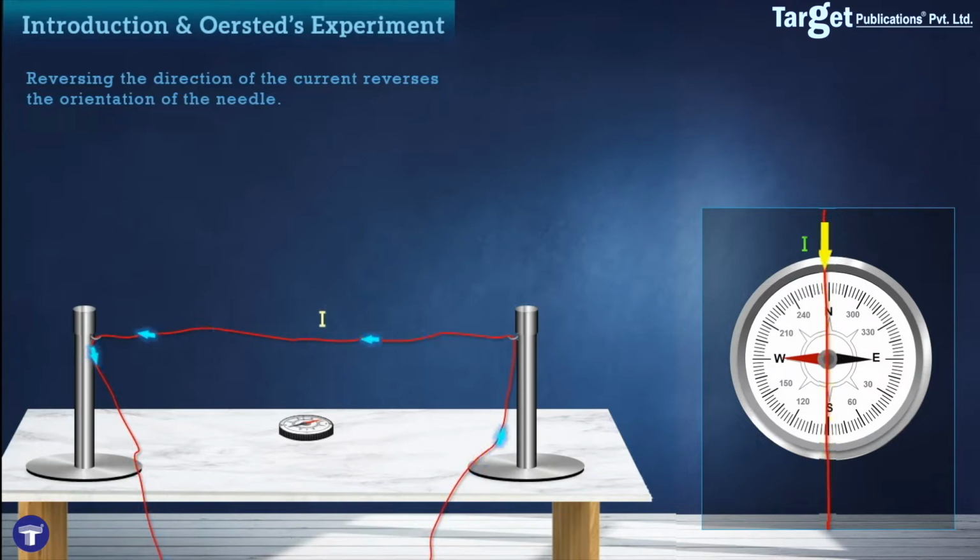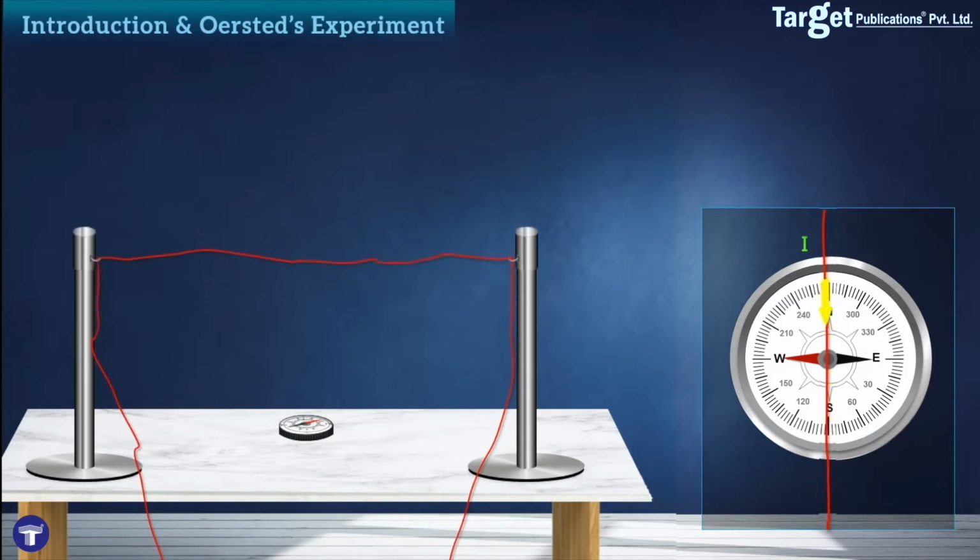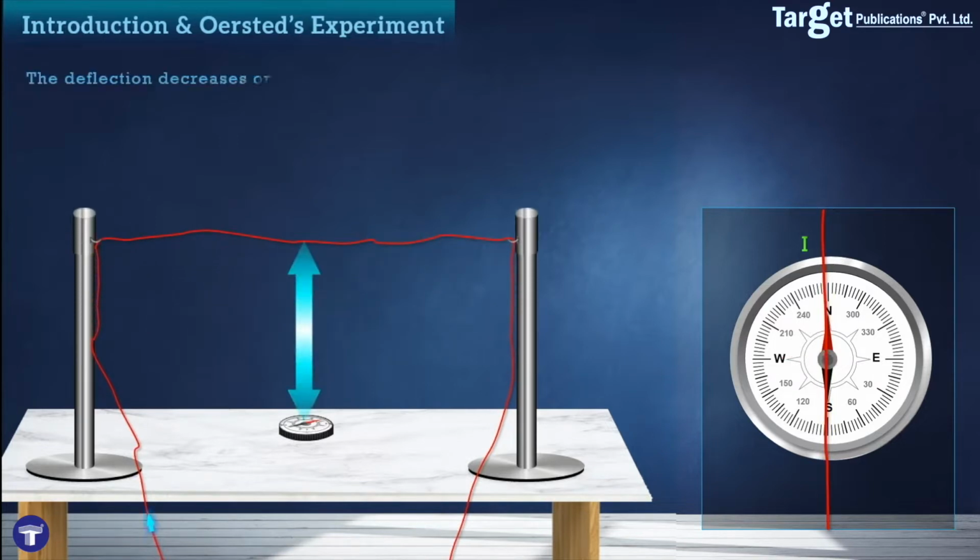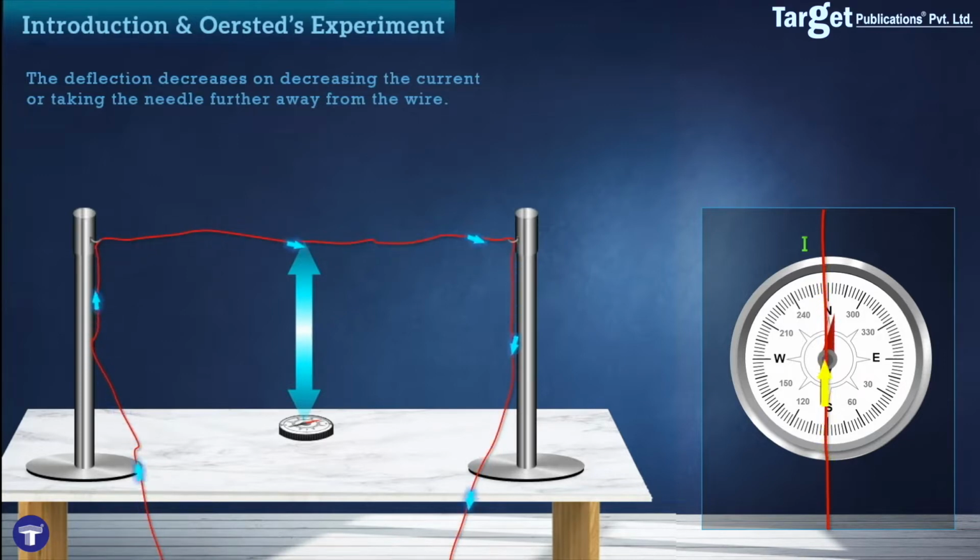And then he did something else. He changed the distance between the current carrying wire and the magnetic compass, and he saw that if you increase the distance between the compass and the current carrying wire, then the amount of deflection will decrease. So he saw that the distance between them also affects how much the magnetic compass needle is moving. And this is how he studied the relationship between the electric current, that is the current carrying wire, and the magnetic compass needle.